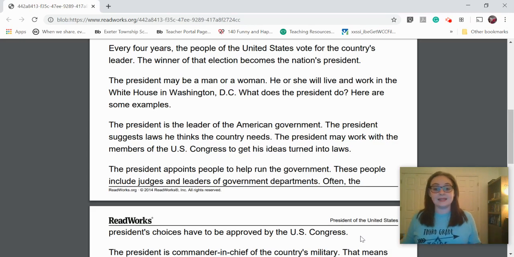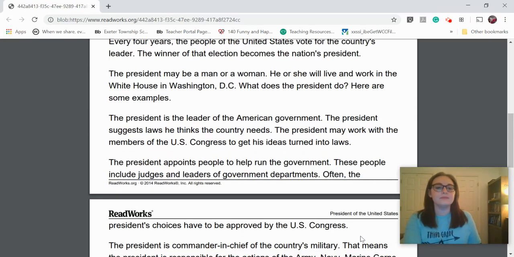And the president has to get his choice of people approved, because think about it, if he only picked people that he liked and he wasn't a great guy, think about how that could go wrong pretty quickly. So it does also need to get approved.